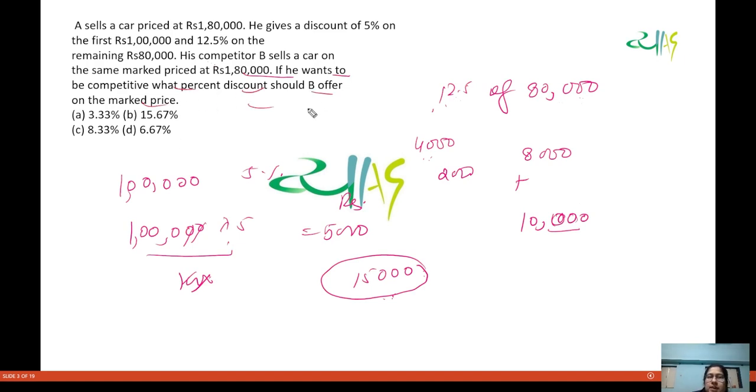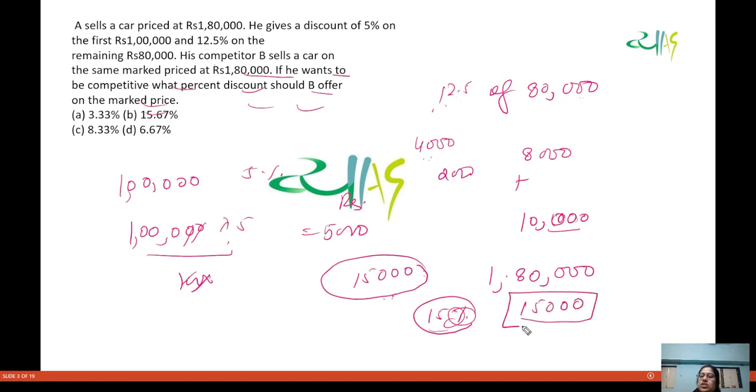If he wants to be competitive, what percent of discount should be offered at the marked price? Okay, so this is 1,80,000 rupees. Now you want a 15% discount. Now you want how much? 15,000 rupees discount. So you know 10% of this is how much? 10% of 1,80,000 is 18,000 rupees.